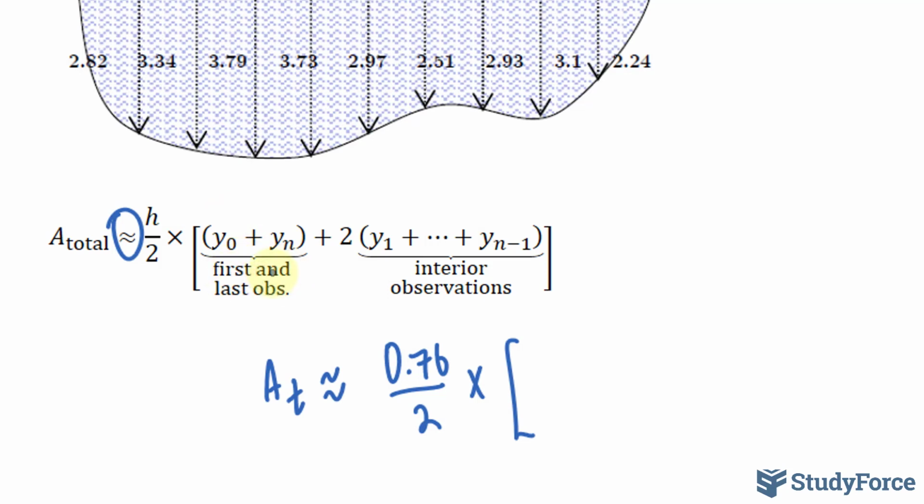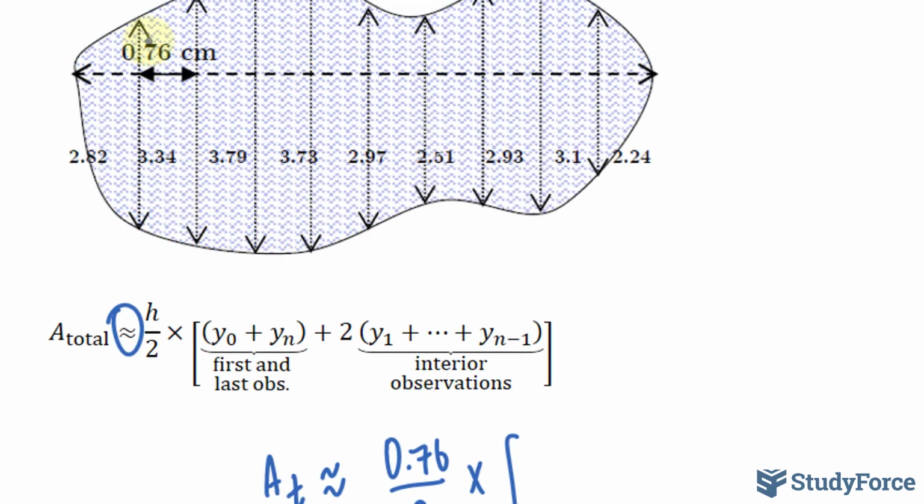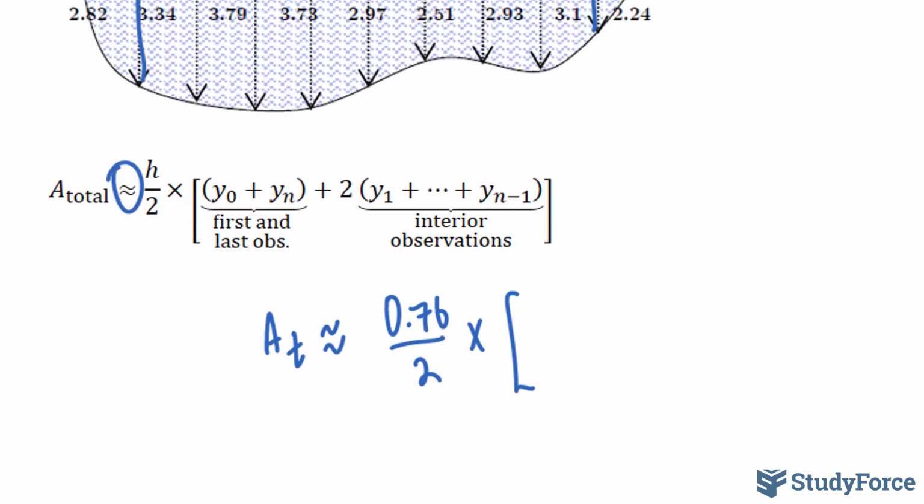Now here's where a lot of people get this wrong. A lot of students make the mistake that this is the first and that is the last observation. So they mistakenly put 2.82 and 2.24 and they sum them up. But in actuality, that's your first offset line. But your first and last observation are at the very beginning of that irregular shape. And as you can see, the length doesn't exist. It's 0. So in this particular case, your first and your last observation will be zeros.